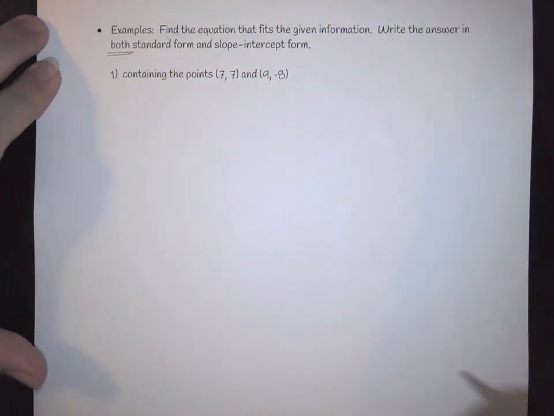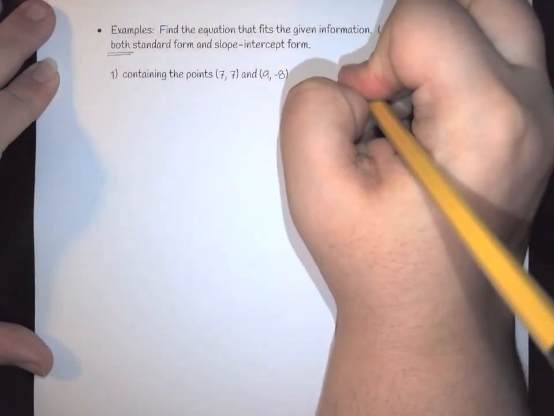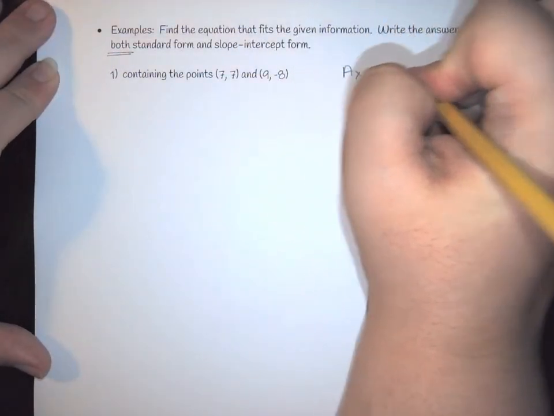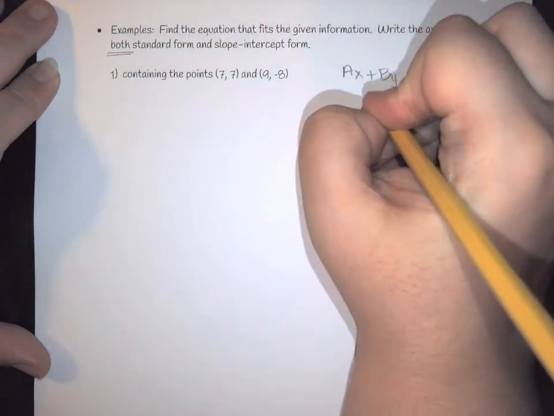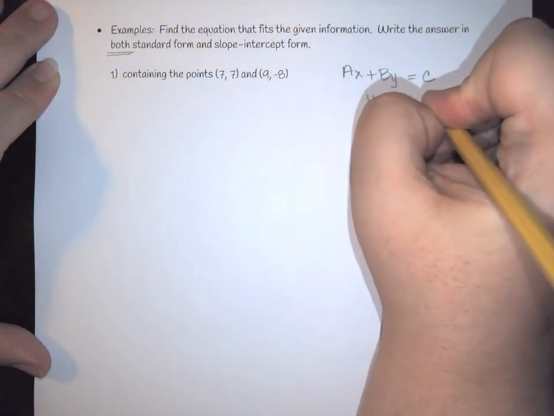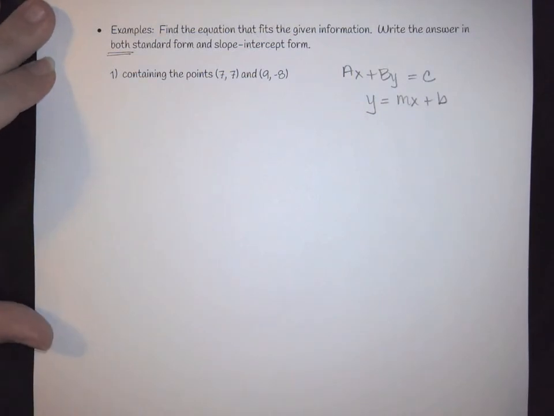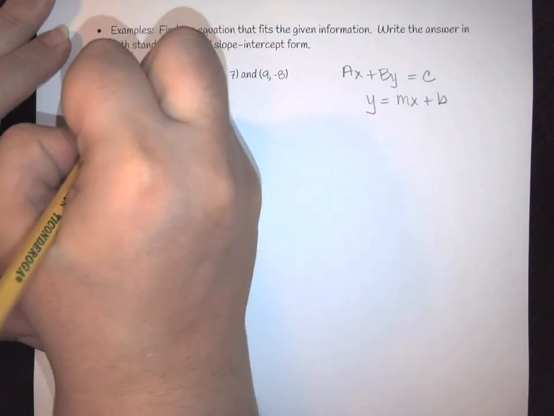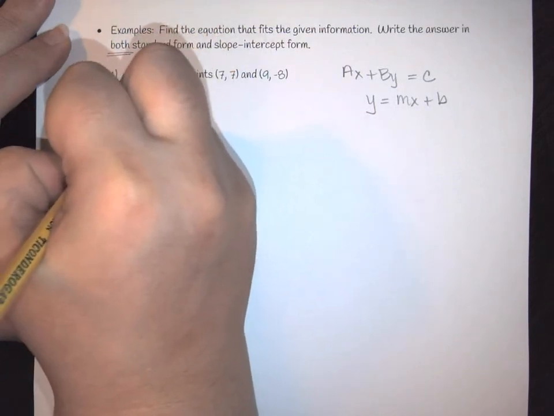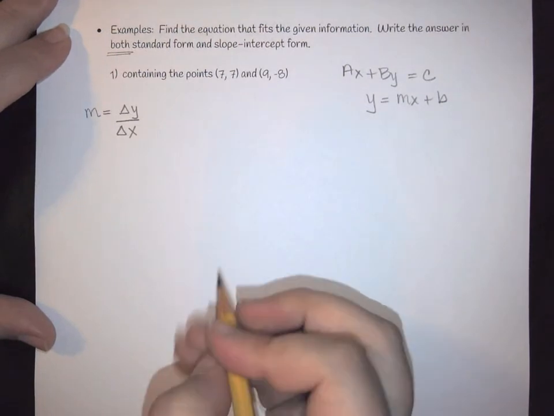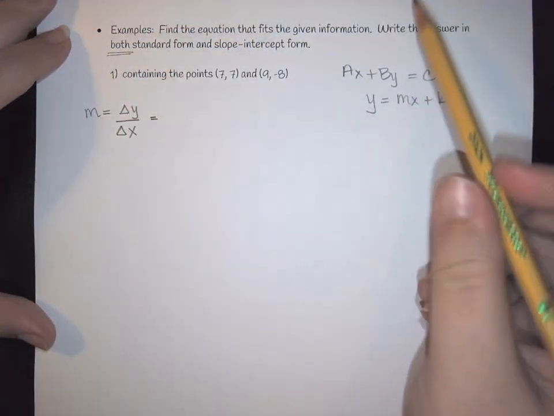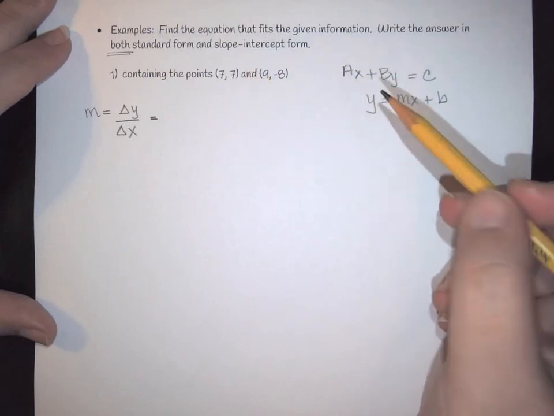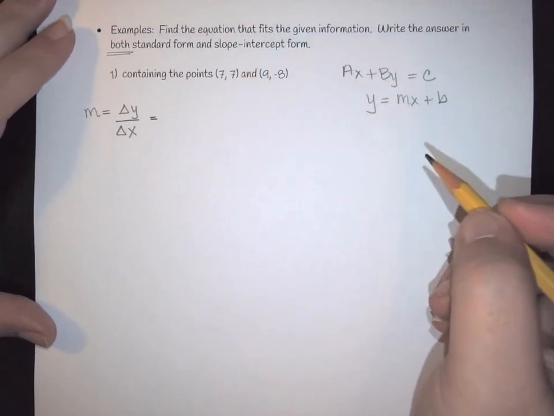So in other words, what we're talking about is that we want to know ax plus by equals c, and we want to know y equals mx plus b. Okay, that's what we want. So here we've just been given 2 points, the point 7, 7 and 9, negative 8. So the first thing we have to do is we need to find the slope. Again, change in y over change in x. So to do that, we have to determine or specify what's going to be x1, y1 and what's going to be x2, y2.